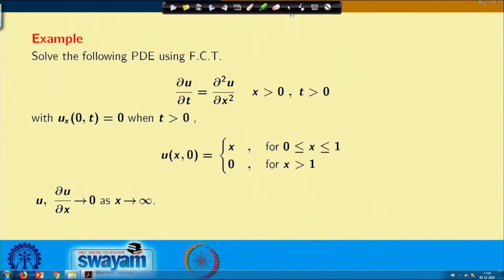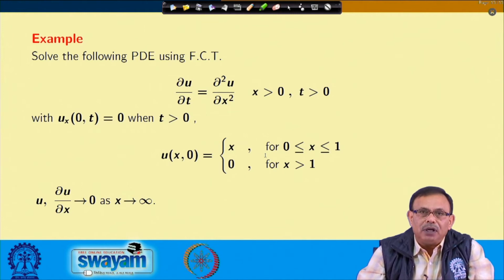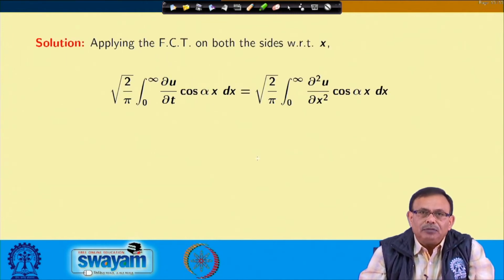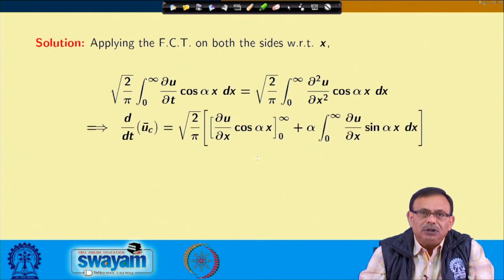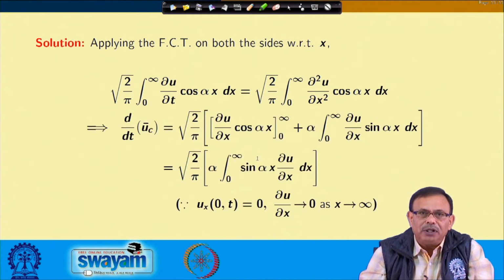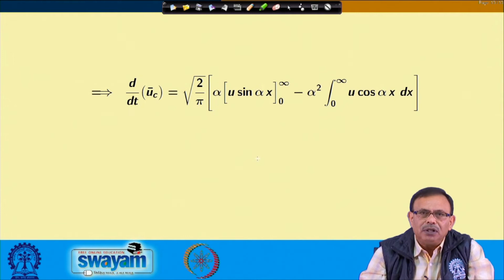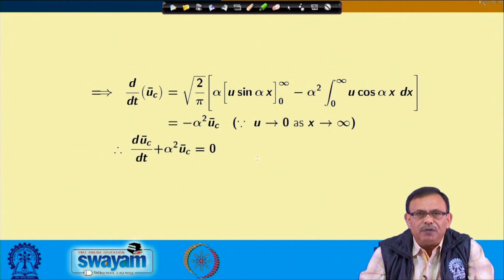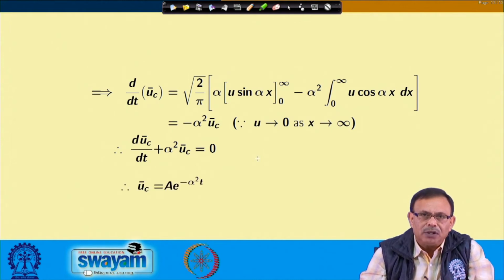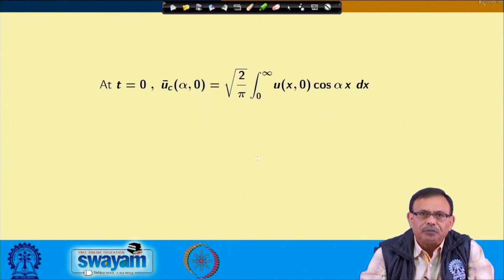Let us see quickly over here. The problem was given as this one. So, what I am doing? I am just taking Fourier cosine transform, then using the earlier methods I am evaluating the integral, and in evaluation of the limit we are using the condition u x 0 t is 0 and del u del x approaches 0 as x approaches infinity. So, again evaluating, I am ultimately obtaining my ordinary differential equation as d u bar c dt plus alpha square u bar c equals 0, whose solution is u bar c equals a e power minus alpha square t.